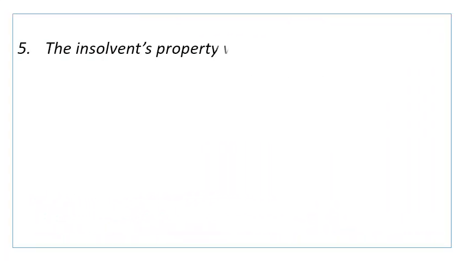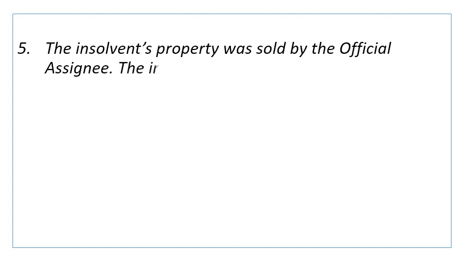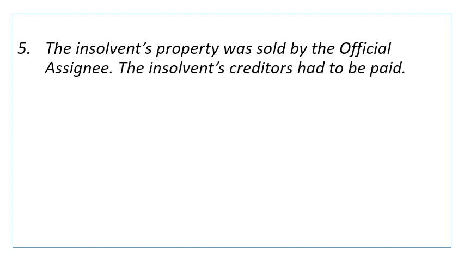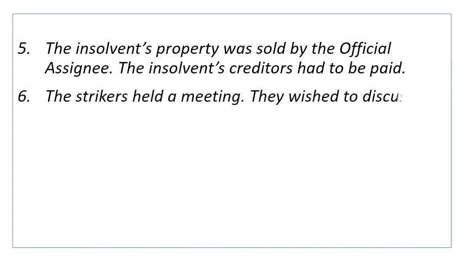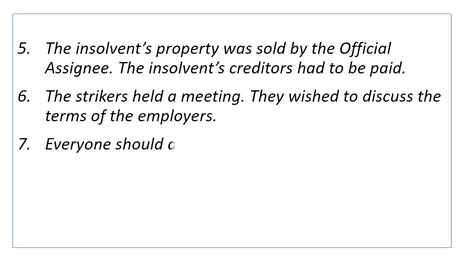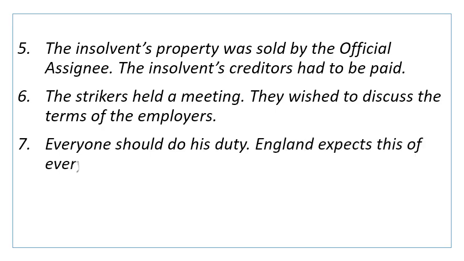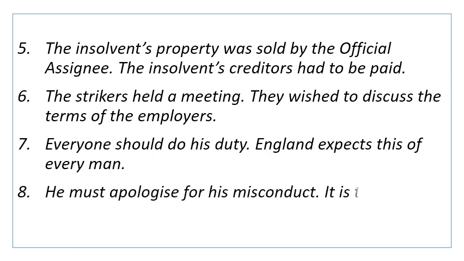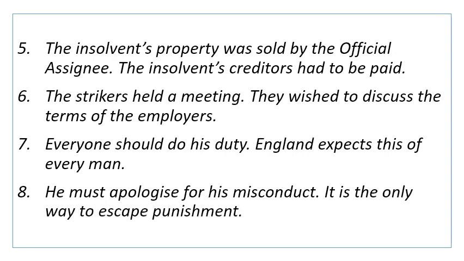Number 5: The insolvent's property was sold by the official assignee. The insolvent's creditors had to be paid. So here the meaning of assignee is a person to whom an assignment is made. Number 6: The strikers held a meeting. They wished to discuss the terms of the employers. Number 7: Everyone should do his duty. England expects this of every man. Number 8: He must apologize for his misconduct. It is the only way to escape punishment.